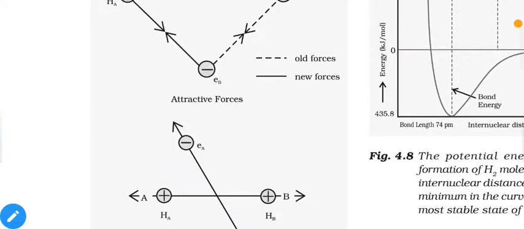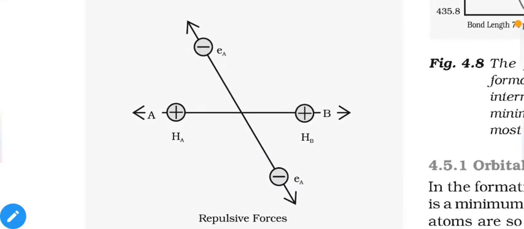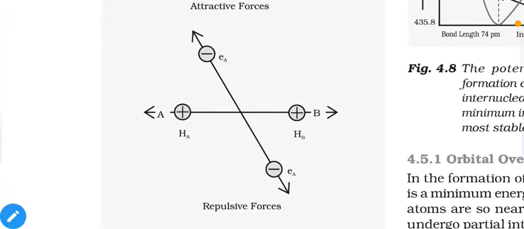And that's why this type of situation arises. As we can see, due to the repulsive forces, some difference is observed. Repulsive forces will arise between HA and HB and between EA and EB, so they will try to move away from each other. That's why the arrows are showing them moving apart from each other.